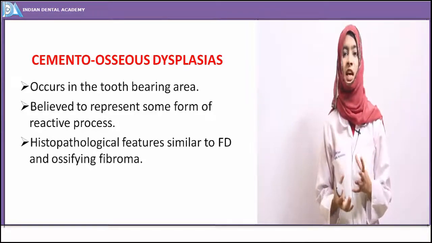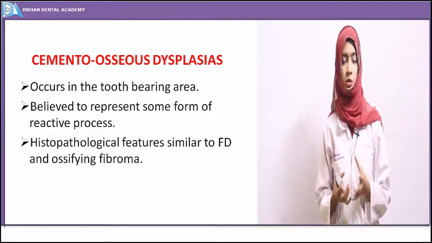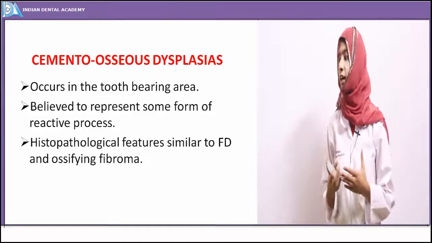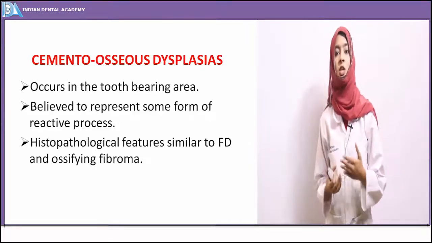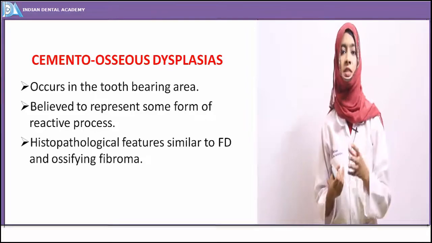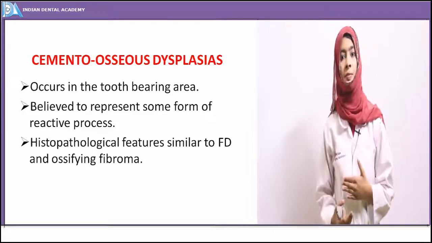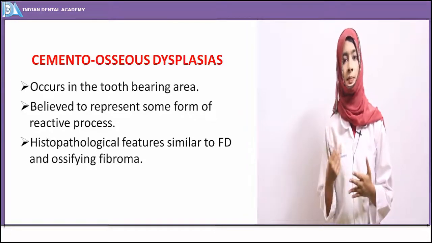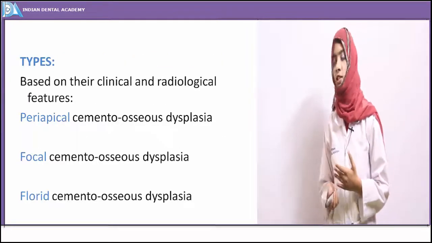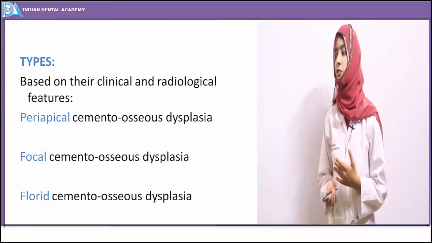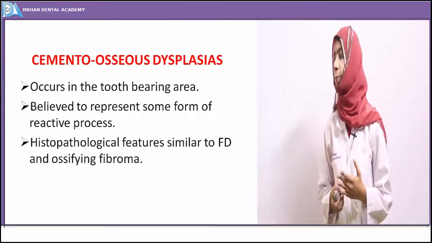Cemento-osseous dysplasias are basically fibro-osseous neoplasms which occur in the tooth-bearing areas. They show deposition of cementum-like material within the bone. So there are three types of cemento-osseous dysplasia: the periapical, focal cemento-osseous dysplasia, and florid cemento-osseous dysplasia.